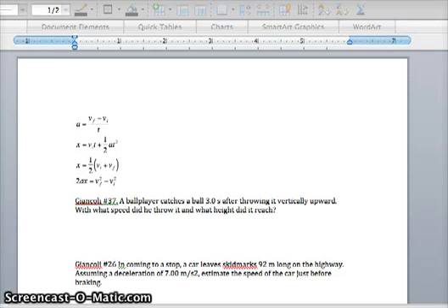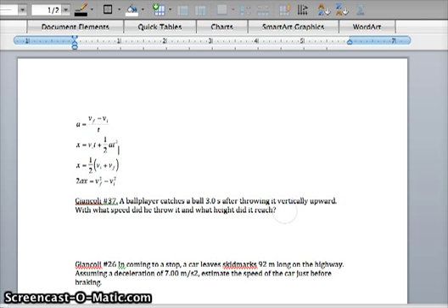Okay, so I wanted to work through a couple of kinematics problems in case it would help to see a couple, for example. And I've chosen two from the Giancoli textbook that look like they involve a slightly different thought process. The first one is number 37. A ball player catches a ball 3.0 seconds after throwing it vertically upward. With what speed did he throw it, and what height did it reach?